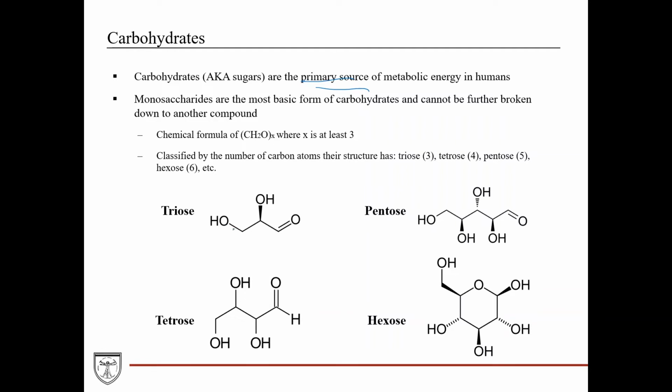If you remember these structures from your organic chemistry days, each of these angles equals a carbon. So this would be 1, 2, 3. So this is a triose. Tetrose, 1, 2, 3, 4 carbons. So that's a tetrose. A pentose has 5 carbons. Hexose has 6 carbons, and so on.